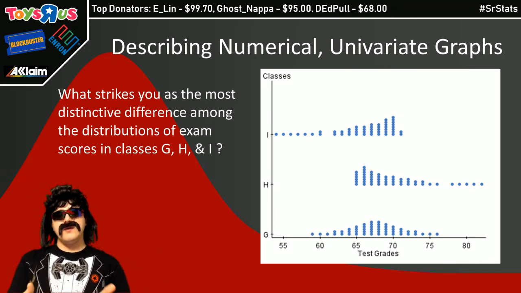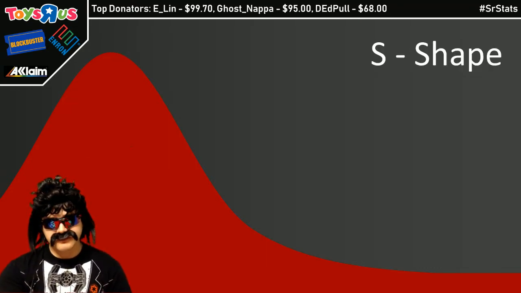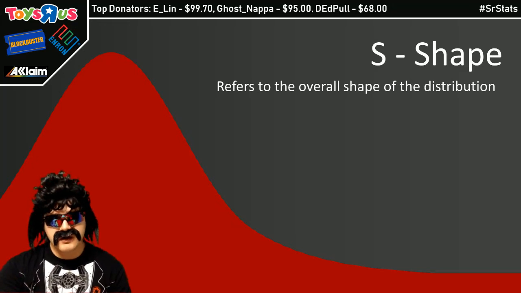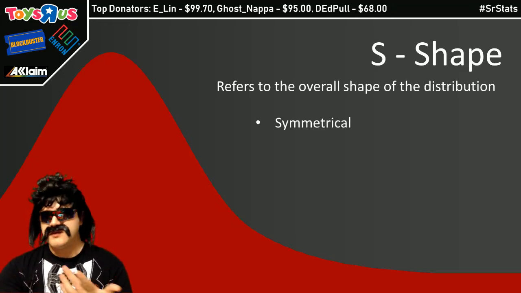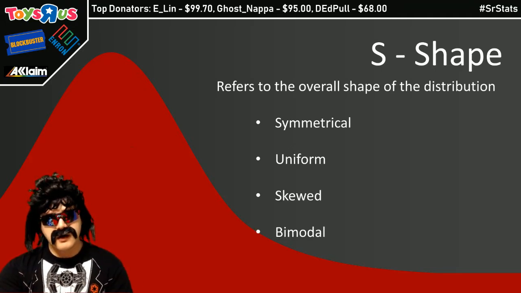So what we would describe this as is the shape. The shape refers to the overall shape of the distribution. So is it symmetrical? Is it uniform? Is it skewed? Or bimodal?